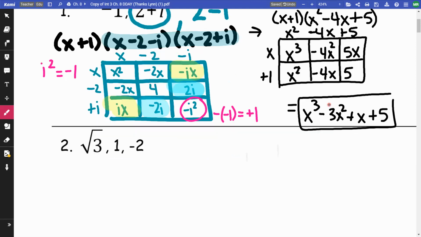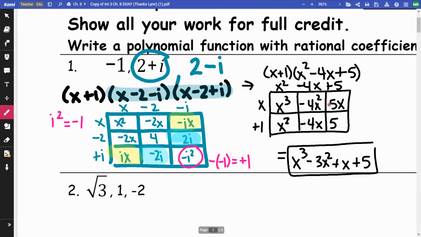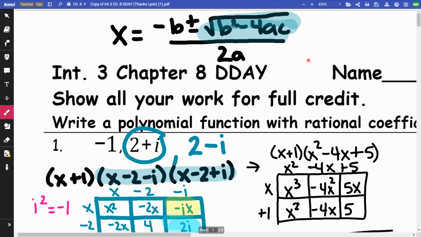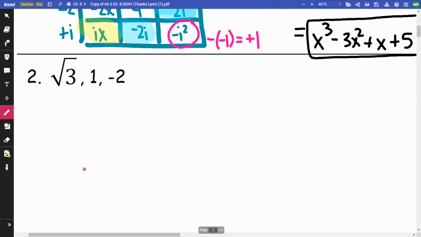On number 2, just like up here where I was talking about the quadratic formula, if I have a square root of something that's not a perfect square, I'm going to have it with a plus and with a minus. So we also get conjugates, just like I did with my i's, same with this radical 3. So if I have a radical 3, I also have a negative radical 3.